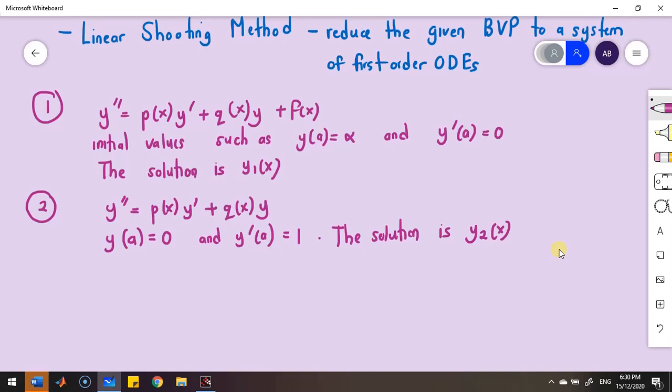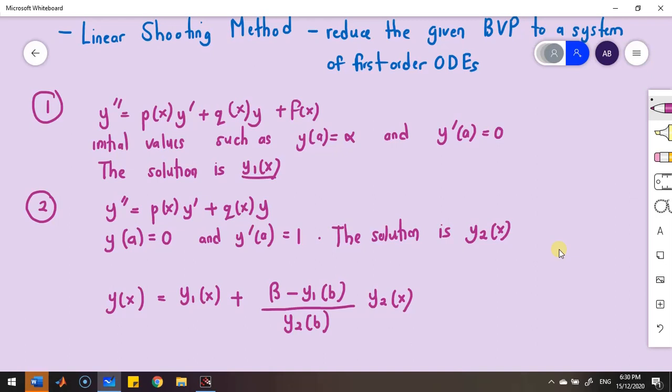Now once we obtain y1 and y2, we can approximate this solution by using the Runge-Kutta method. So we reduce the second order to a first order system, and then we can find y(x) by using a linear combination, let's say, given as y1(x) plus (beta minus y1(b)) over y2(b) multiplied by y2(x).